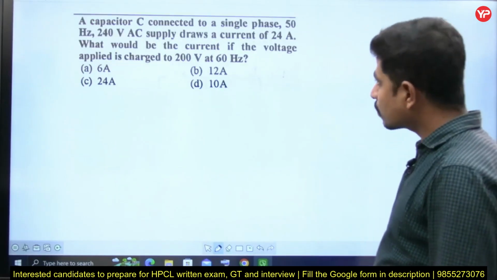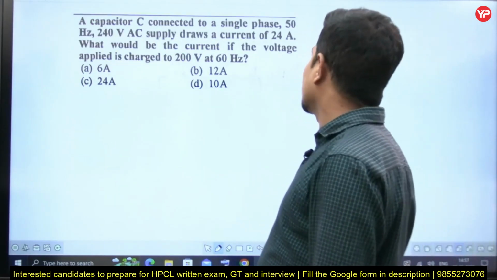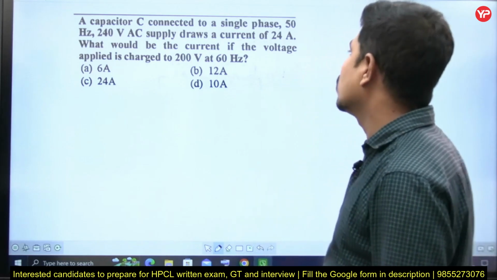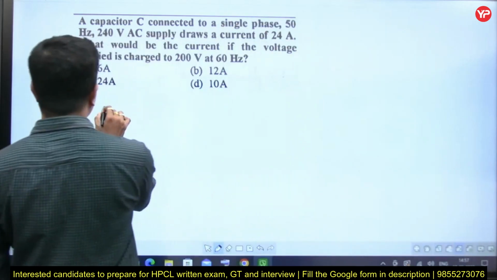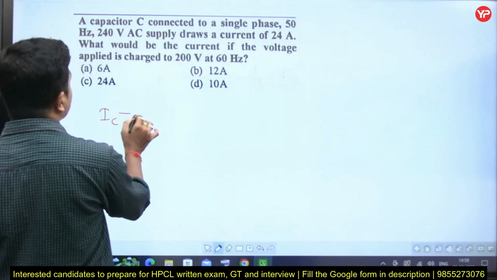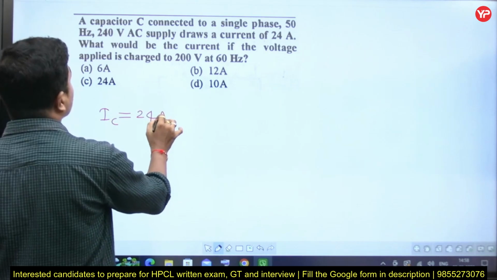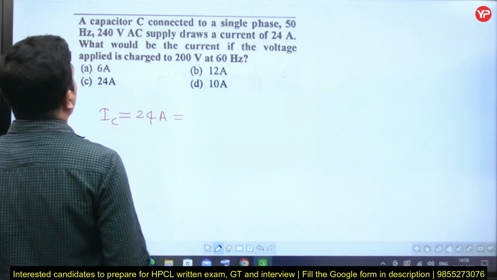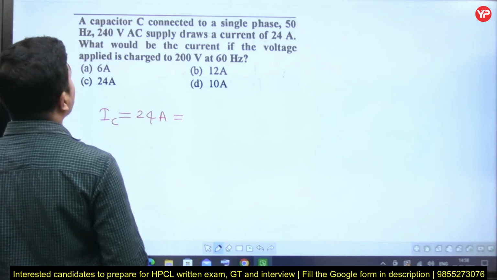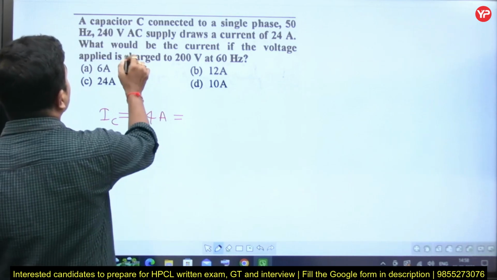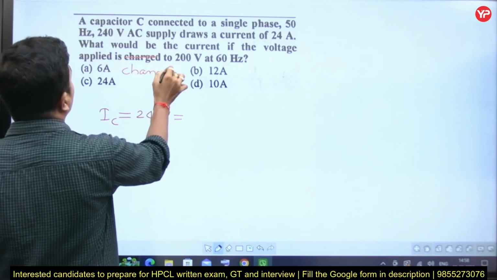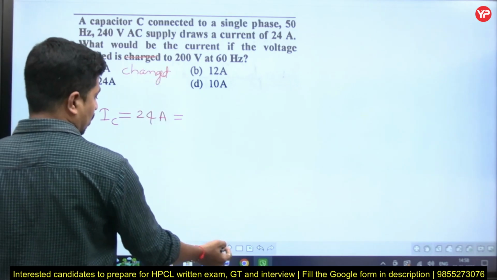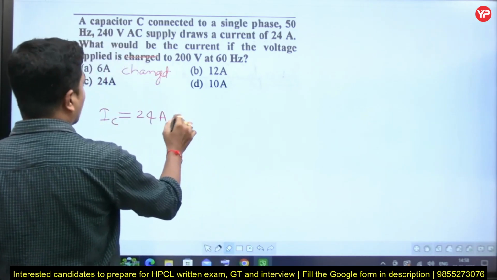Next question. A capacitor C connected to a single phase 50 Hz 240 volts AC supply draws a current of 24 amperes. So IC is equal to 24 amperes. What would be the current if the voltage applied is changed to 200 volts, 60 Hz? Fine, I'll do it.